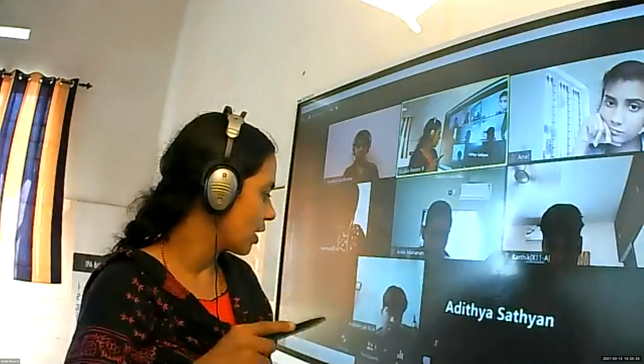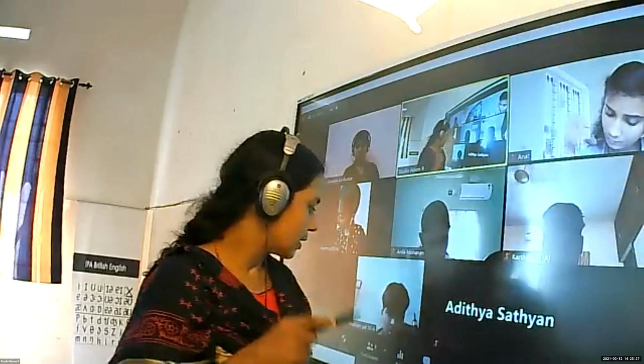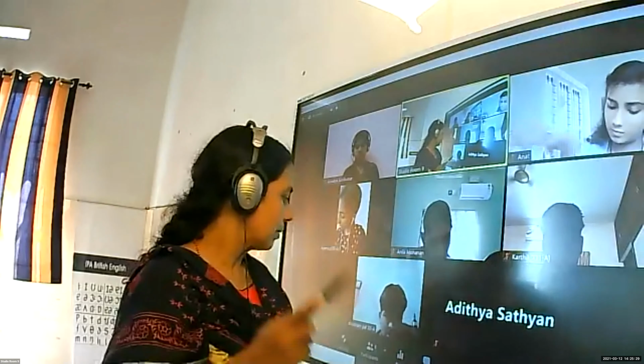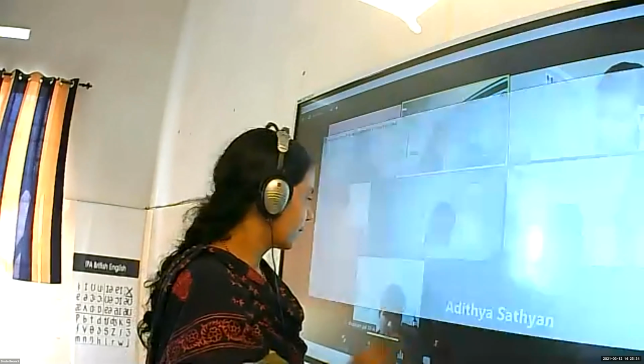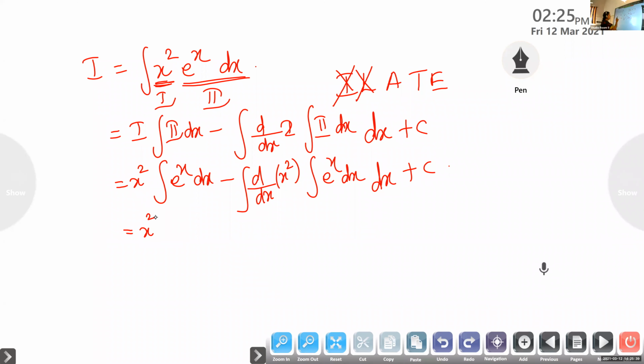First function, what is the formula? First function into integral of second function minus integral of derivative of first function, integral of second function into dx plus c. Okay, this is the formula for integration by parts. So what you will get? x square. What is the integral of e raised to x, Aparna? Ma'am, e raised to x.